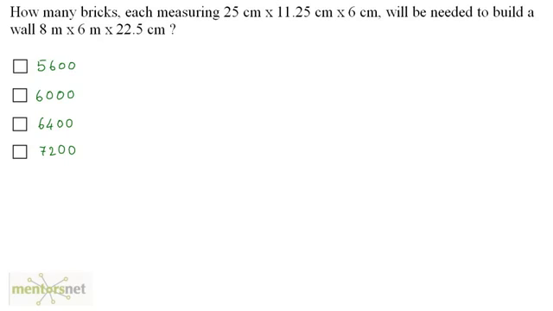How many bricks, each measuring 25 centimeters by 11.25 centimeters by 6 centimeters, will be needed to build a wall which is 8 meters by 6 meters by 22.5 centimeters? Let us consider that the total number of bricks required is n. Now if I multiply n by the volume of one brick, it will give you the volume of the complete wall, isn't it? So we have n times the volume of one brick.